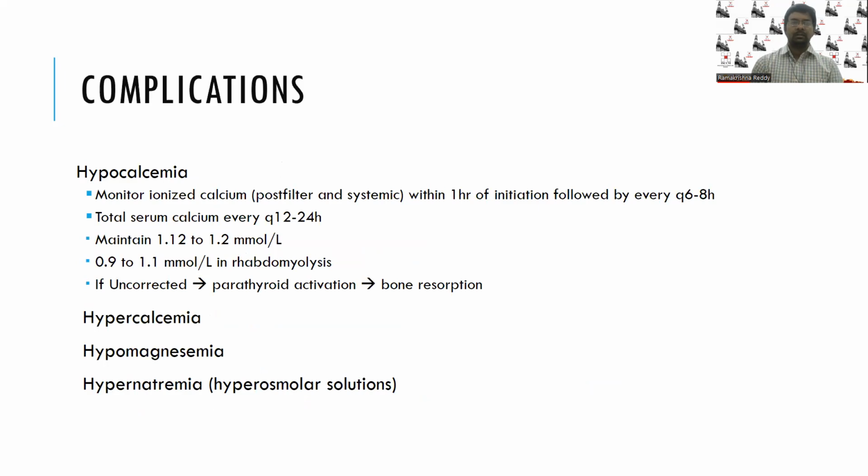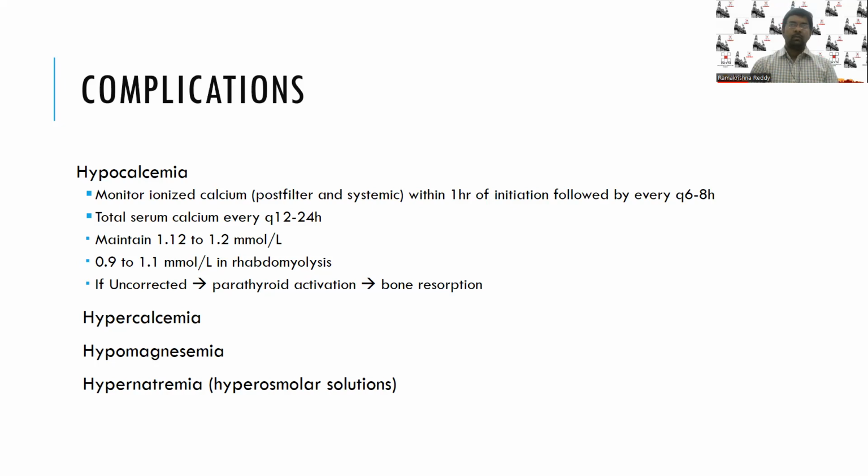The other complication is hypocalcemia. In order to identify it, you need to monitor ionized calcium both in the systemic circulation and post filter. As soon as you initiate citrate anticoagulation, within 1 hour, you check the ionized calcium. Later, it should be followed every 6th hourly or 8th hourly, whereas the total calcium should be checked every 12th hourly or at least once daily. Your target is to maintain the systemic ionized calcium within the 1.12 to 1.2 range.